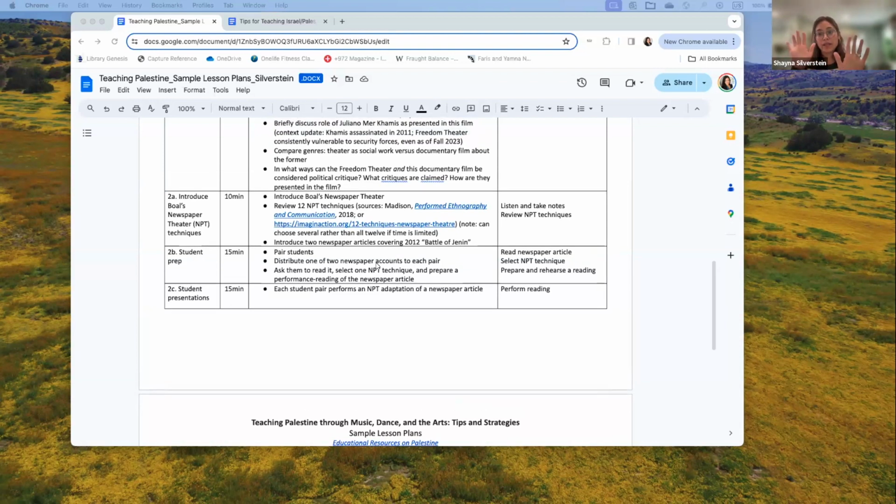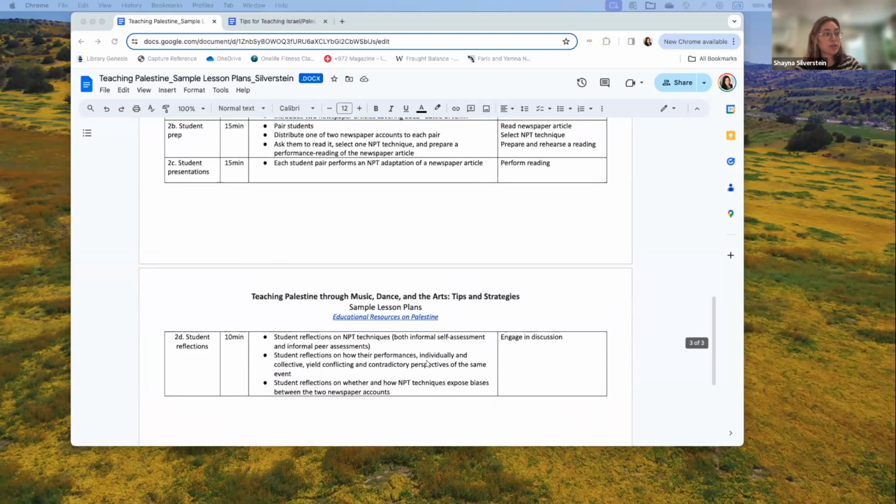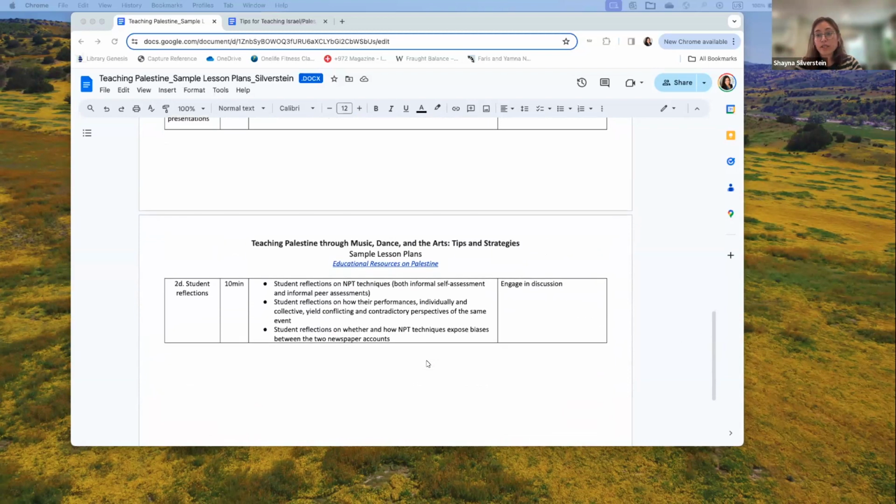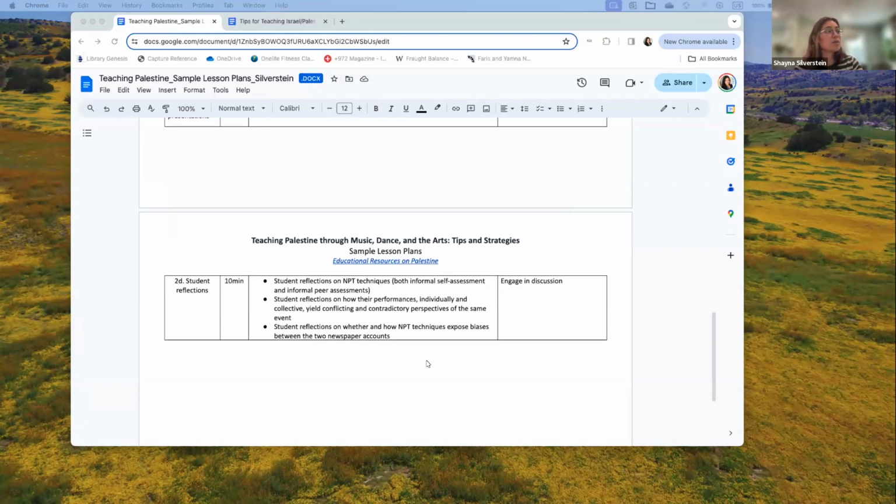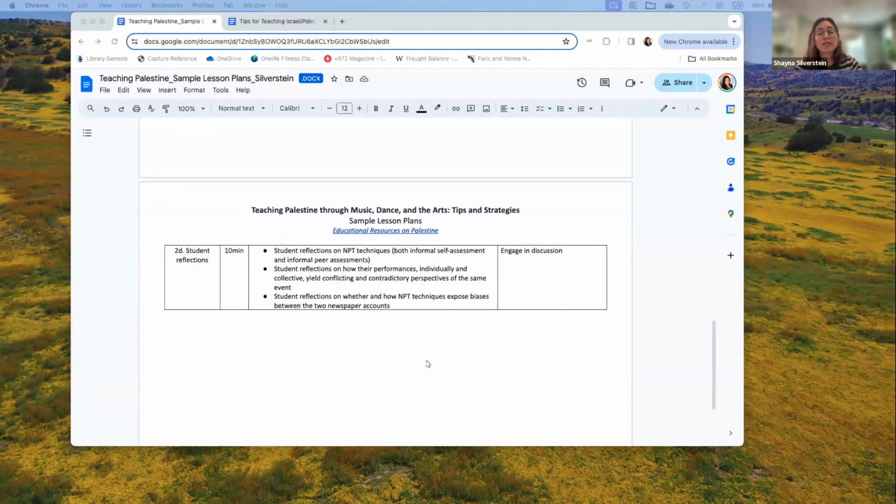Second of all, when they are then juxtaposed to each other, the bias between the newspaper articles comes forward. I should also mention that in Arna's Children, there's a number of different ways in which the characters in the film, the documentary characters, also hold their own biases, and that comes up often in discussion. And then we leave some time at the end for students to reflect on what occurred during the use of newspaper theater, as well as the class as a whole.